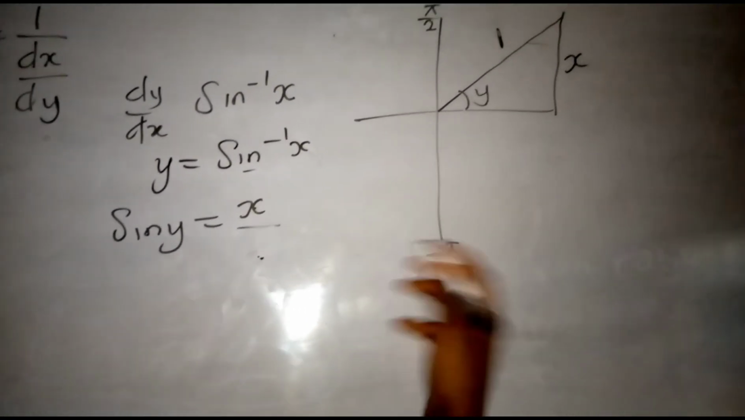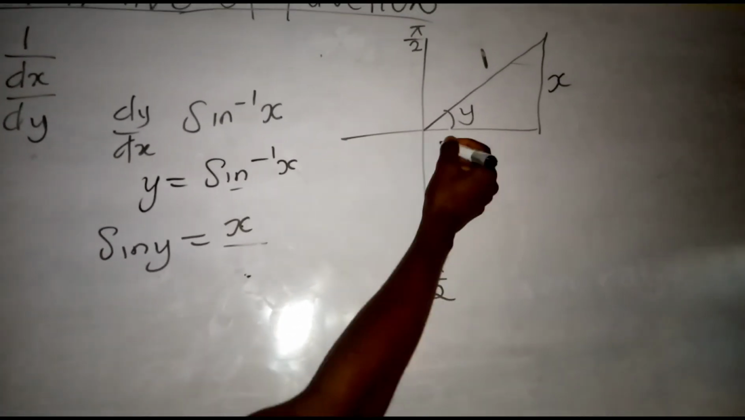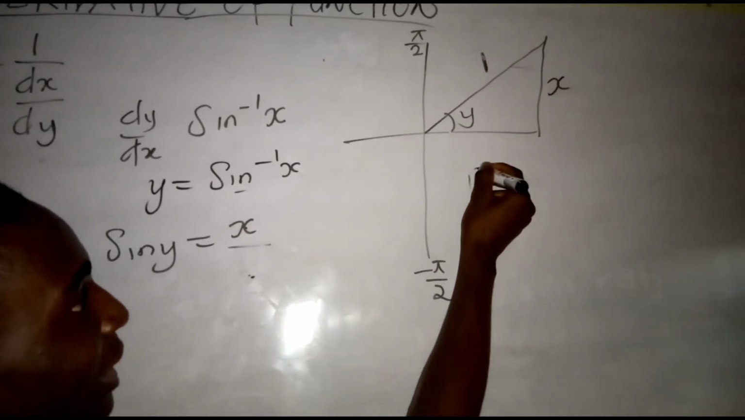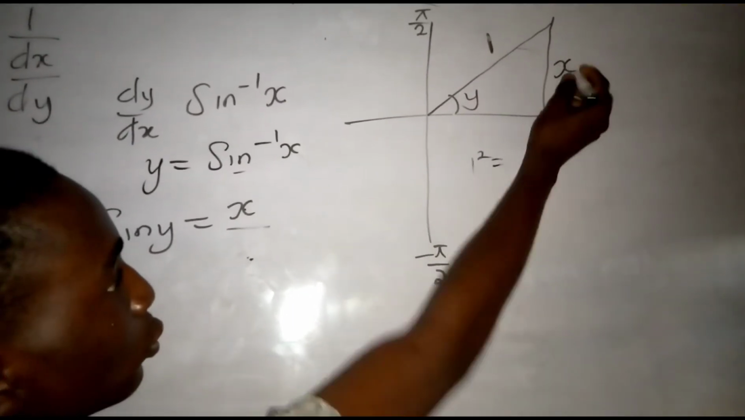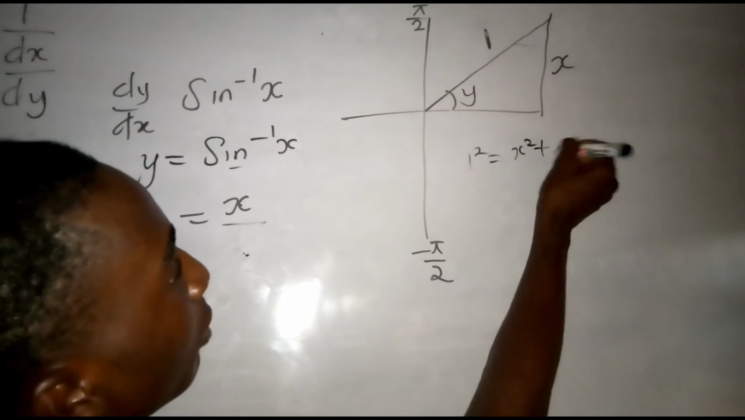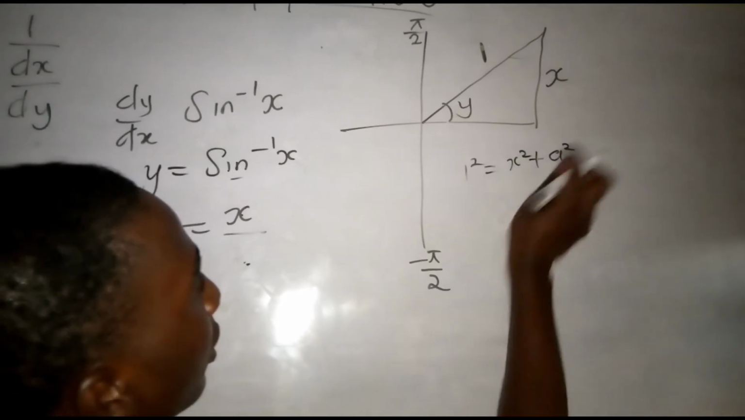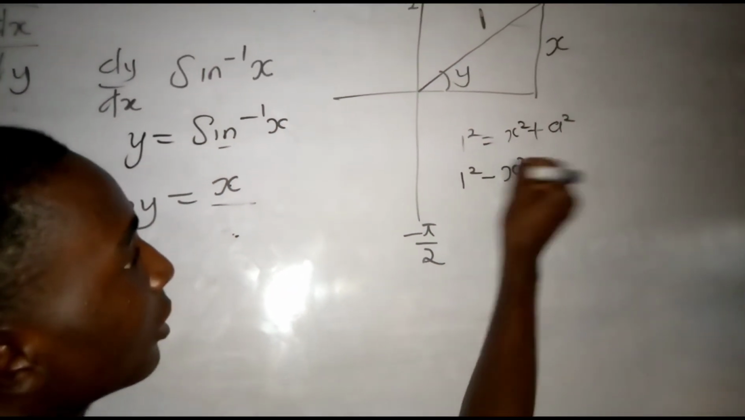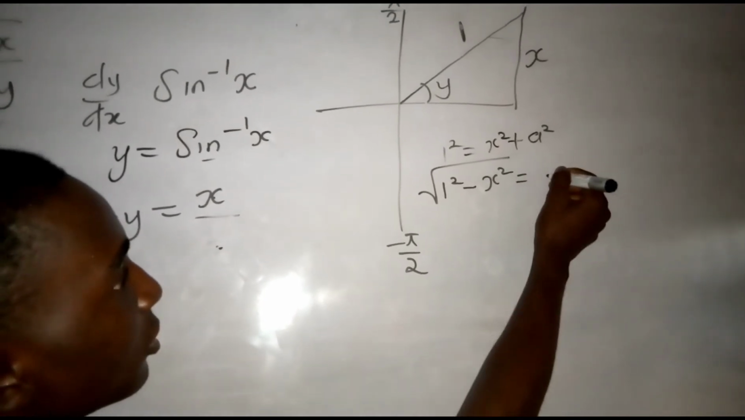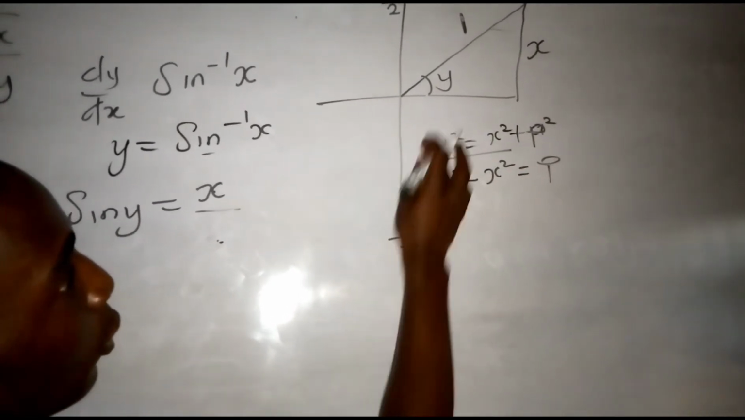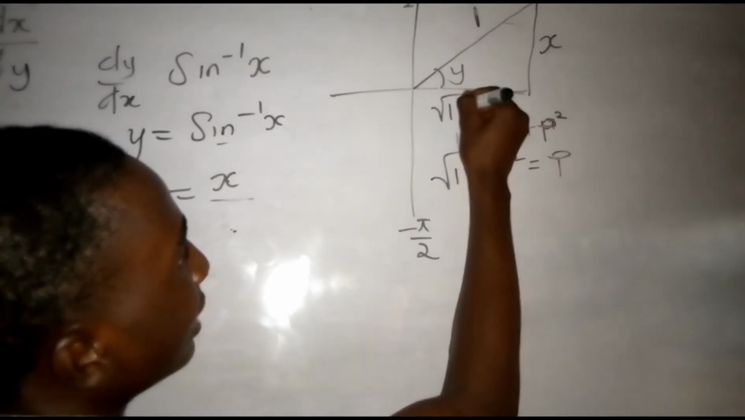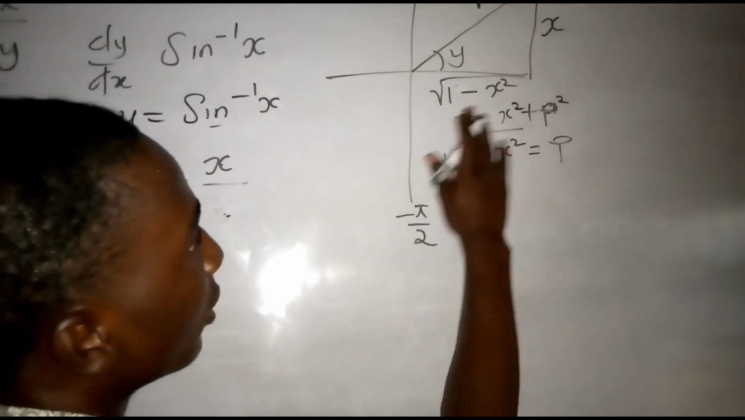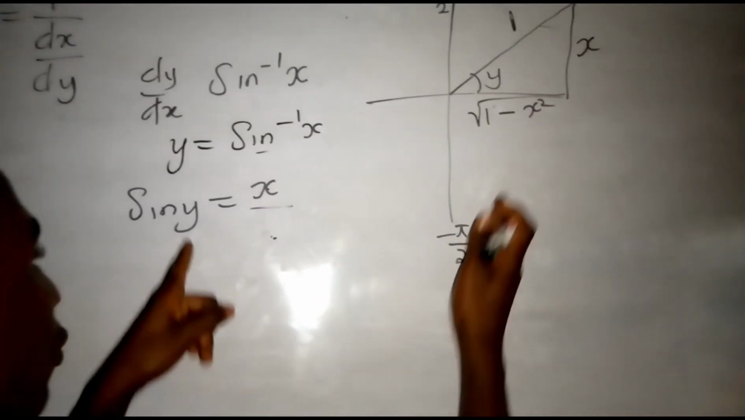Using our SOHCAHTOA, now to find this side, let's use our Pythagoras theorem, which says hypotenuse squared is equal to opposite squared plus adjacent squared. So to look for this side, it will be the square root of 1 squared minus x squared. So this side is the square root of 1 minus x squared. With this, we have found the sides related to this angle.